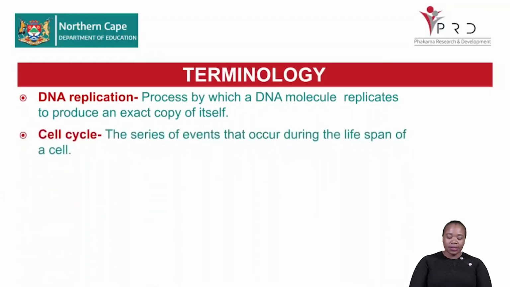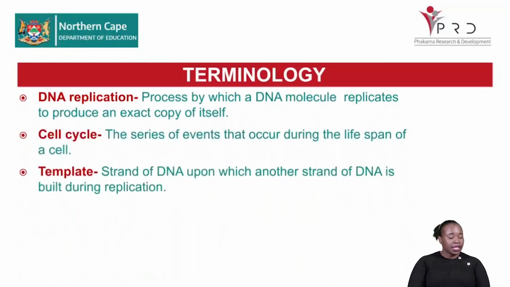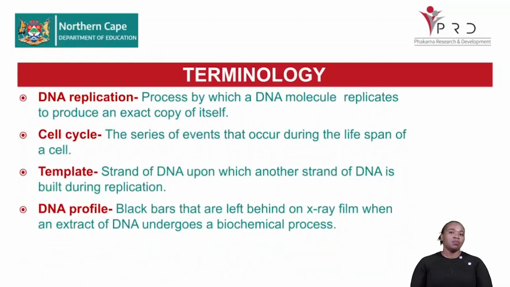Cell cycle: this is a series of events that occur during the lifespan of a cell. A template: that is a strand of DNA upon which another strand of DNA is built during replication. Okay, as I said, both of the DNA strands serve as templates.